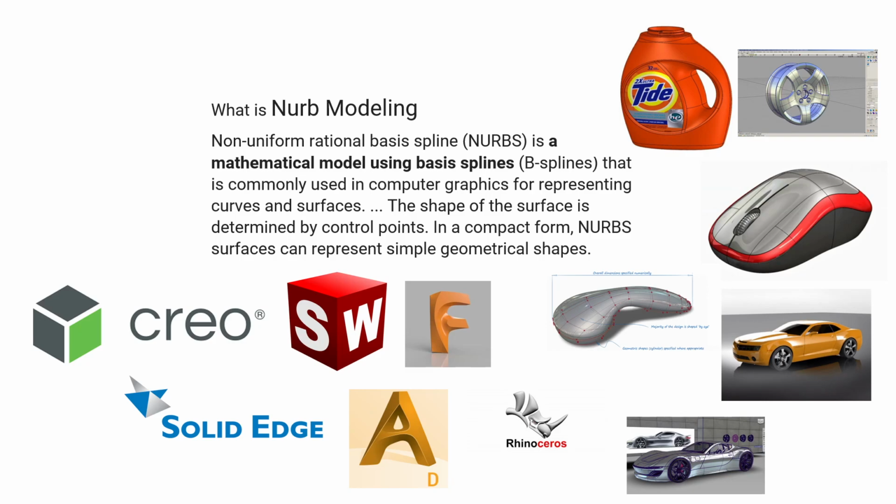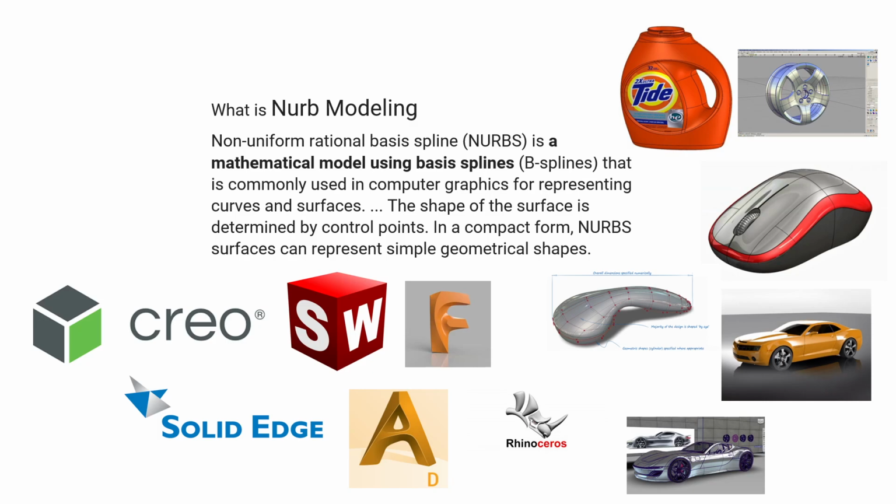So picture being able to draw a curve on a piece of paper however you want. That's what B-spline modeling is. You can see on the right-hand side, you start getting more and more complex forms. And really the way you look at this is it's almost like sculpting. Not quite, but gets there.